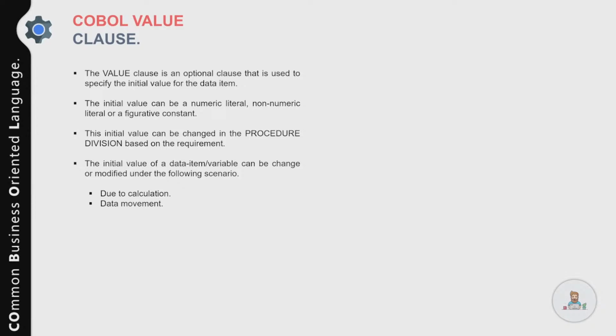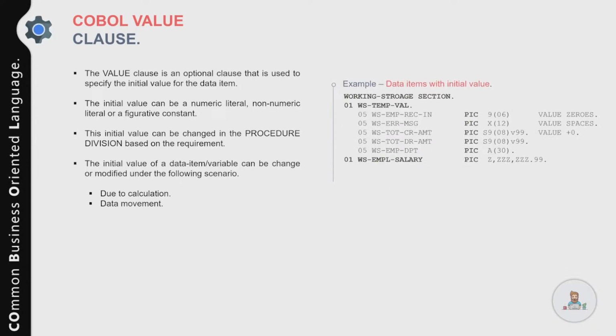The initial value of a data item or variable can be changed or modified under the following scenarios. First, you are doing some calculation with the help of that temporary variable, or second, you're moving some value from another variable to that particular variable. These are the two possible scenarios where you change the initial value that you've assigned with the help of the VALUE clause. Now let's talk about a couple of examples so that you can understand how exactly you can use the VALUE clause when you're defining variables.